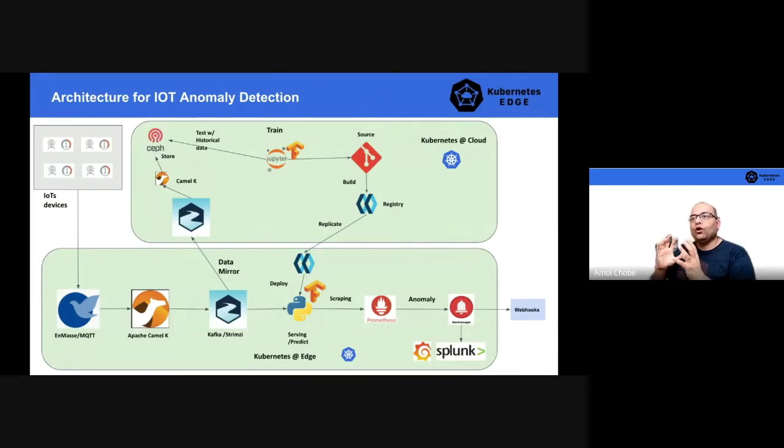Also, from the Kubernetes at edge point of view, you will see that we will send the alert to a webhook, and the webhook can be used for feedback loop control as well as alerting the end user. In the next slide, Sachin will go over the details on the training model flow for our architecture design.